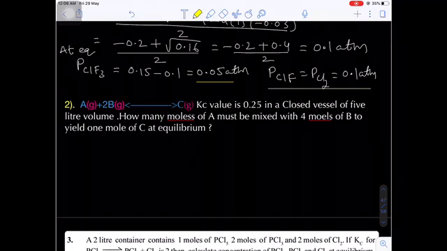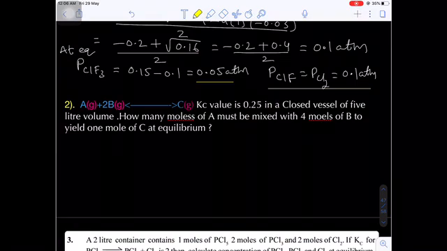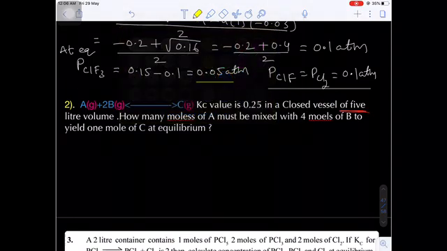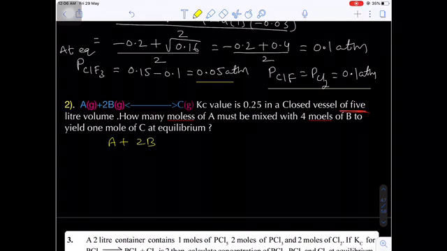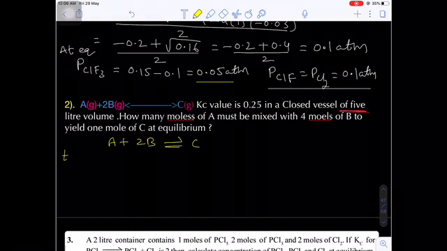Now one more question is there. A plus 2B equilibrium gives C. Now Kc value 0.25 in a closed vessel of 5 liter. This is very important. What is the volume of the container given to you? 5 liters. How many moles of A must be mixed with 4 moles of B to yield 1 mole of C at equilibrium? First of all, write the reaction, that is A plus 2B equilibrium C.